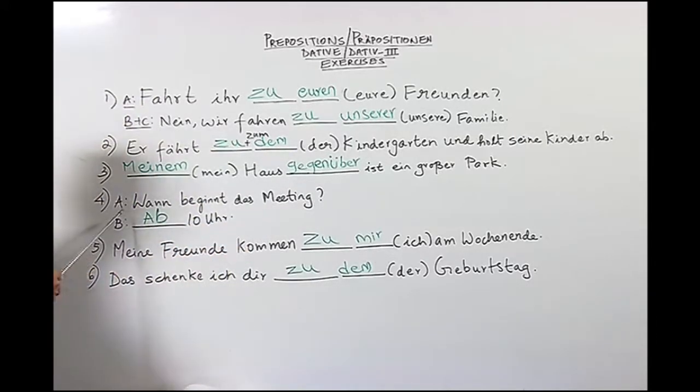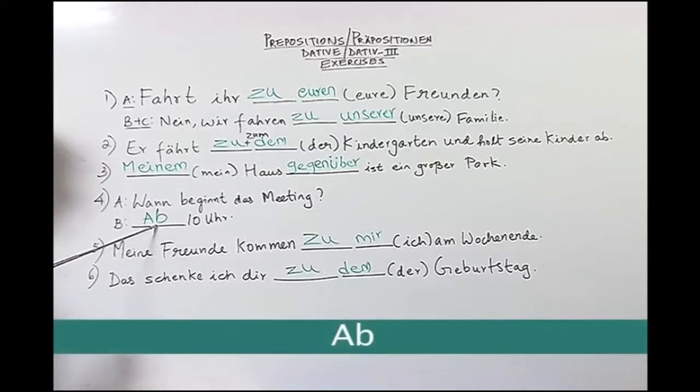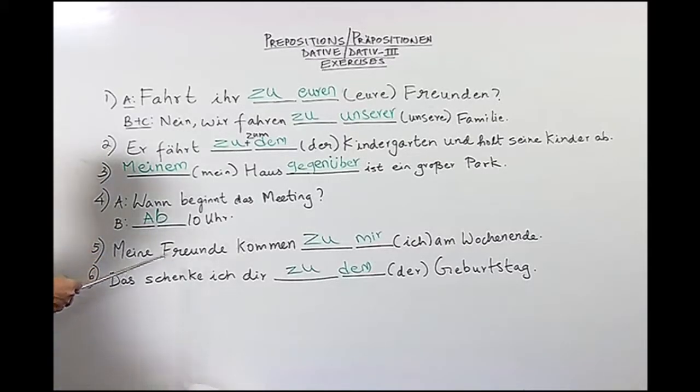Now let us look at sentence number 4. Wann beginnt das Meeting? That is a question asked by person A, and person B answers ab 10 Uhr, that means 10 o'clock onwards. So here we have the preposition ab, which shows that an action is going to begin and then would continue to take place.